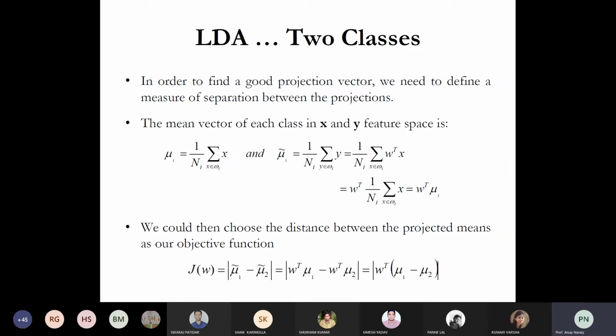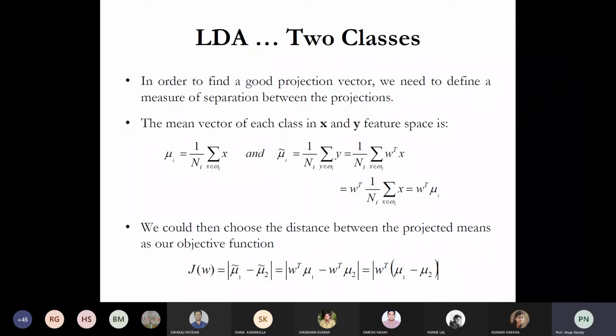For i equal to 1 to C, if you have C classes, then mu i hat is equal to 1 by ni, sum over y belonging to wi of y. Okay, and this x and y are the samples. So x are samples of the original feature space, and y are samples of the transformed feature space. Now this y can be written in the form of w transpose x. So we are just replacing y with w transpose x. Now you bring w transpose out of the summation. Then what you are going to get is 1 by ni times the sum of x.